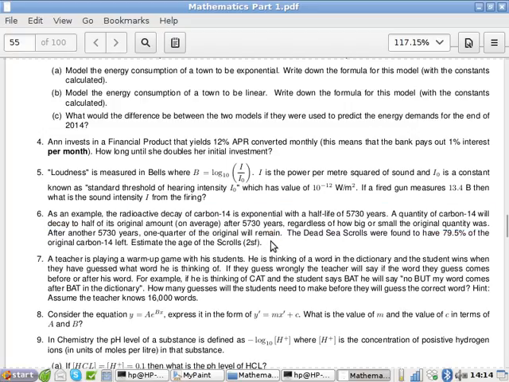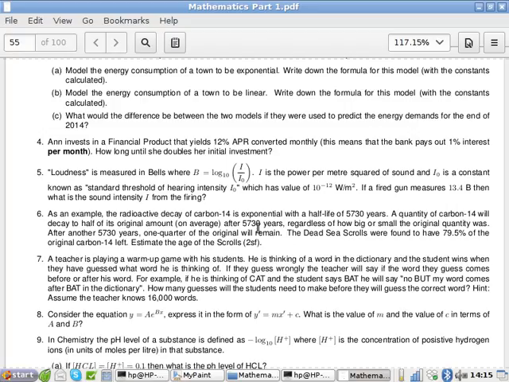Okay. Who was able to get it? No one? Okay. Does anyone know carbon 14? I know it from chemistry. That's all you need to know. So, carbon 14 is exponential, with a half-life of 5,730. So what does that mean? That means carbon-14 will be half its original amount after 5,730 years.